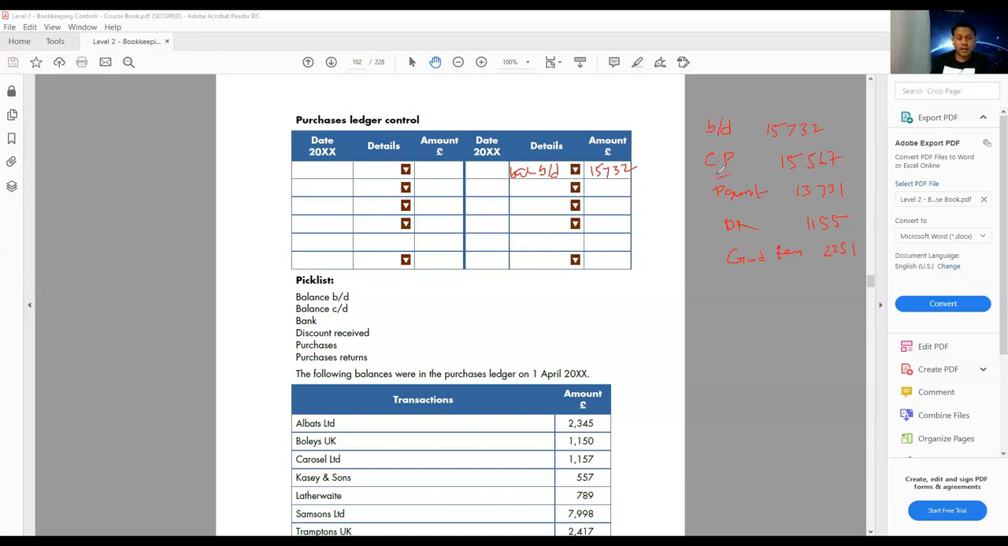Then the next one we have is credit purchases. Which side am I going to write the credit purchases? If I buy more on credit, I create more liability, isn't it? At the beginning, I'm supposed to pay £15,000. Now, if I purchase more, I have to pay more money. So I'm going to write again here, purchases, 15,567. Then I have a payment. I make some payment to my supplier. That's the bank, isn't it? So the bank will come on the debit side, because if I pay something, that will reduce my liability. And we paid 13,731.